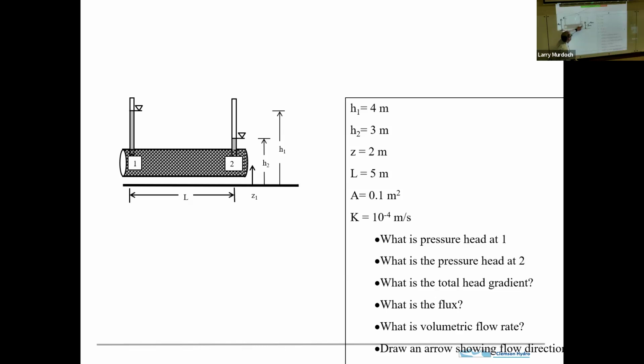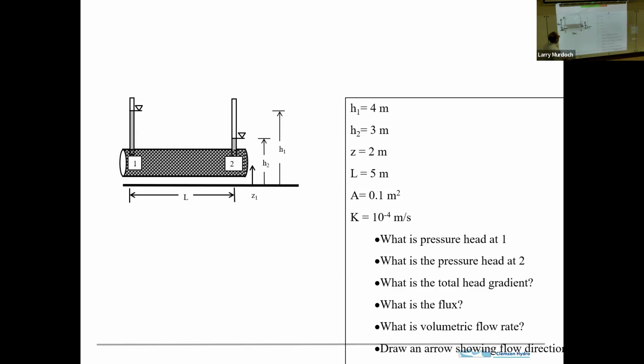Okay, P2 or D is equal to 2 meters. So there's 2 meters on that side, and there's 2 meters. Okay, L is 5 meters. And A, okay, we don't need those.